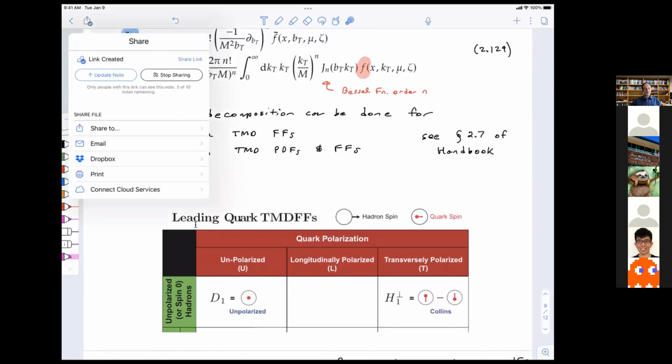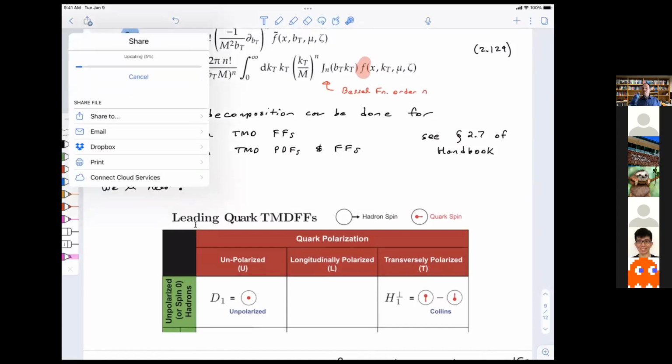Questions in the room? Save the notes. Questions on Zoom?